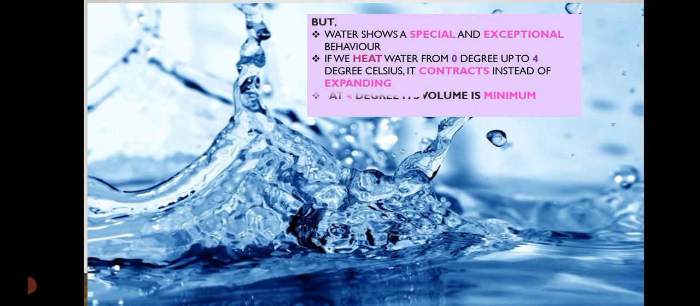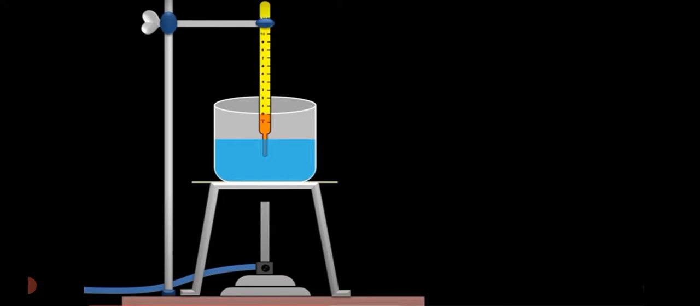Suppose the temperature of the water is 10 degrees and it is decreasing. If the temperature is decreasing, of course it will contract. Till 4 degrees Celsius it will contract. Then when it goes beyond 4 degrees, instead of contracting, it will start expanding. So at 4 degrees Celsius, the volume of the water is minimum. After that, the volume will start expanding.